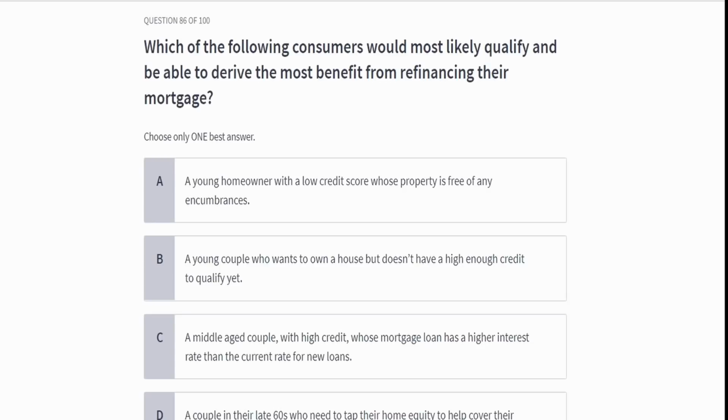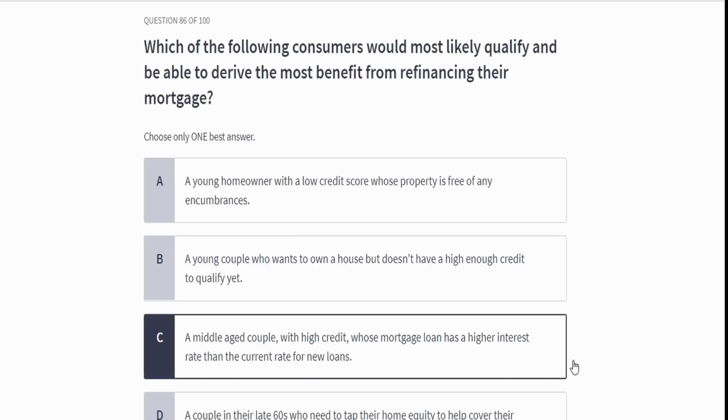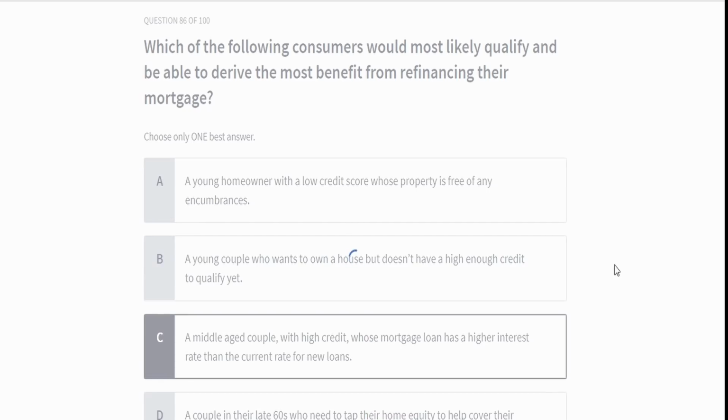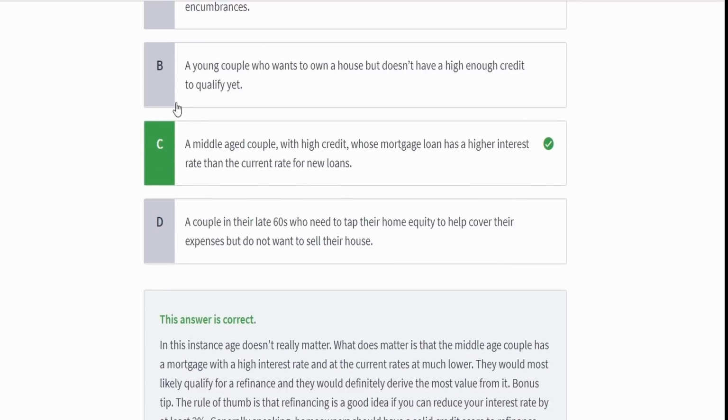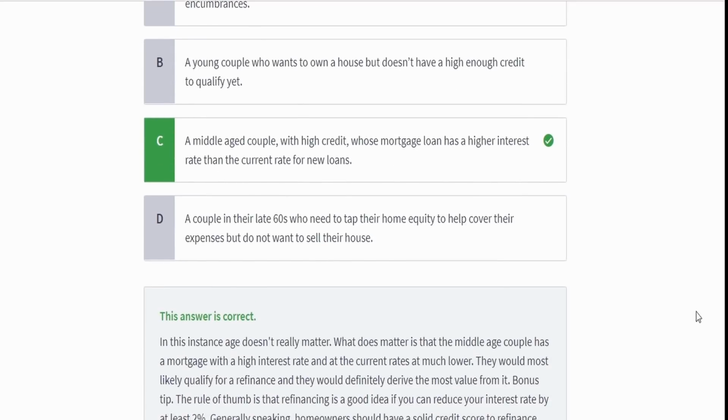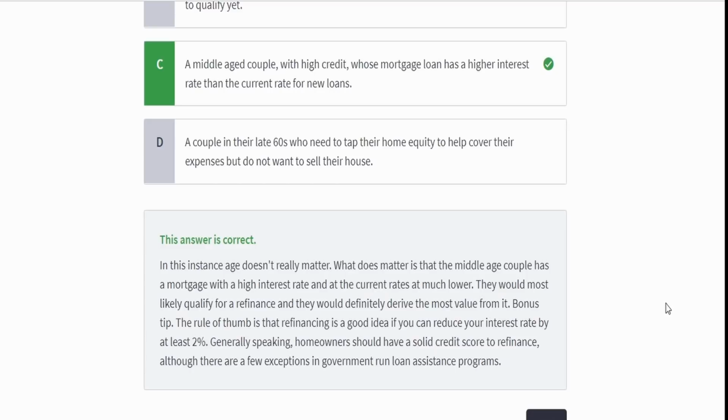Alrighty, so what is the correct answer for this one? Well, it is most definitely going to be option C. It's a middle-aged couple with high credit whose mortgage loan has a high interest rate than the current rate for new loans. Okay, so let's dissect that a little bit. In this instance, first of all, age doesn't really matter. It's giving us all these ages. That really doesn't matter. What does matter is that the middle-aged couple has a mortgage with a high interest rate, and the current rates are much lower. They would most likely qualify for a refinance, and they would definitely derive the most value from it.